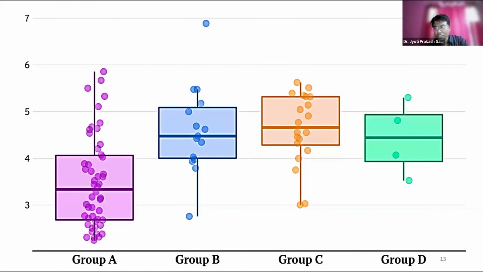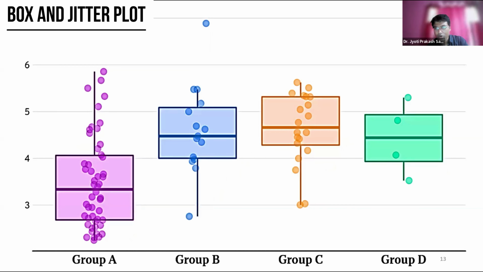This is the box and jitter plot. We have seen the jitter plot. We just merge that with the box and whisker plot. Individual points. We can see the outlier in group B. Individual points and the median, the first quartile, the third quartile, and the whiskers. It is clearer than the previous box and whisker plot.